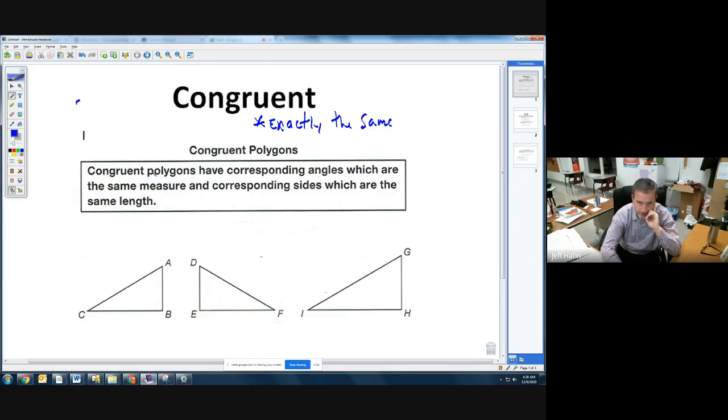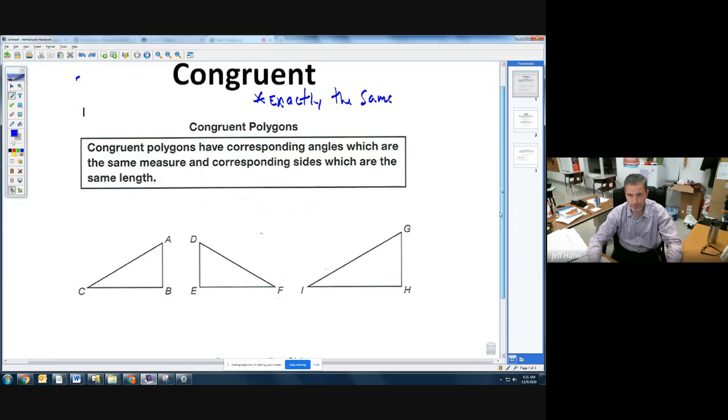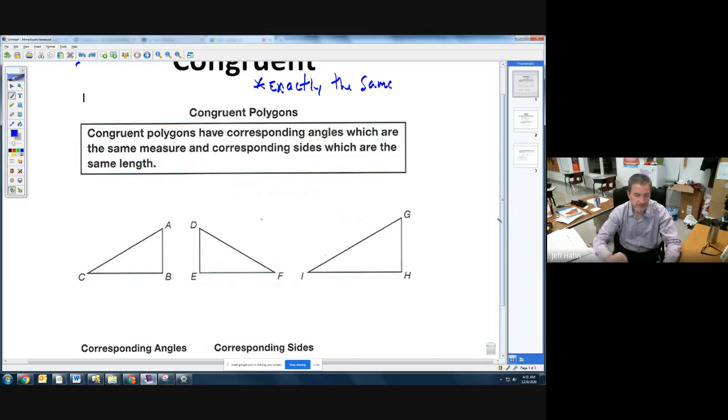Now, of course, in the math world, we like to make things just a little bit tougher to understand. So here is the book definition of being congruent: congruent polygons have corresponding angles which are the same measure and corresponding sides which are the same length. To which you're going to say, what in the world is that? And here's the deal. Let us take a look at these three triangles: triangle number 1, triangle number 2, and triangle number 3. And here's what they look like.